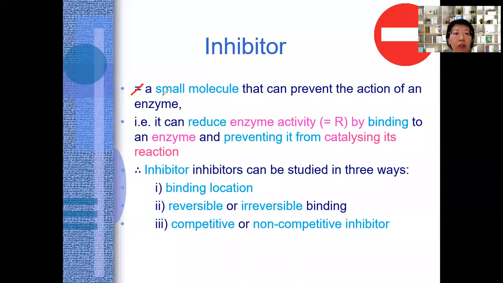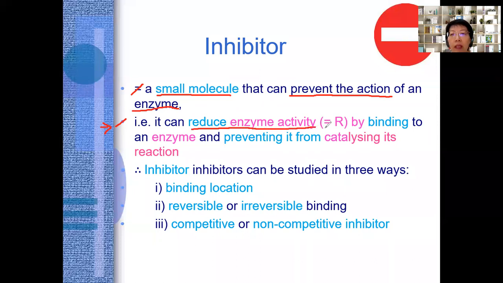So an inhibitor is a small molecule that can prevent the action of enzymes. This is what I taught you the first time I introduced inhibitor, right? It can prevent the action of enzyme. And over here, I elaborated what I mean by preventing the action of an enzyme. So what does it do by preventing? It reduces the enzyme activity.